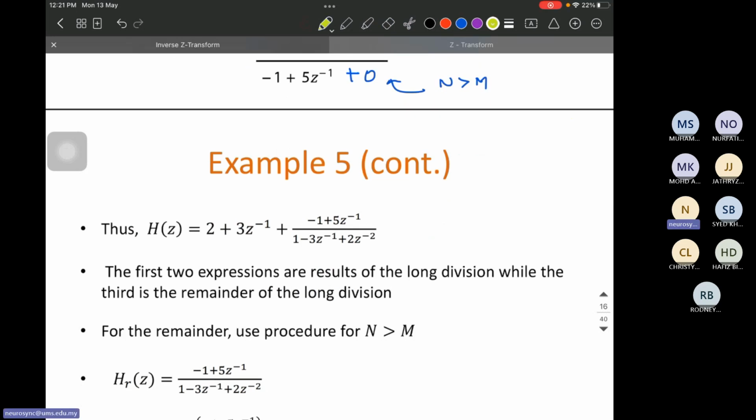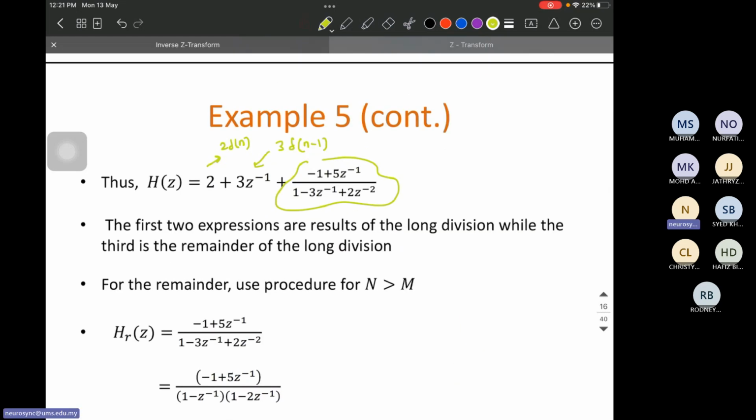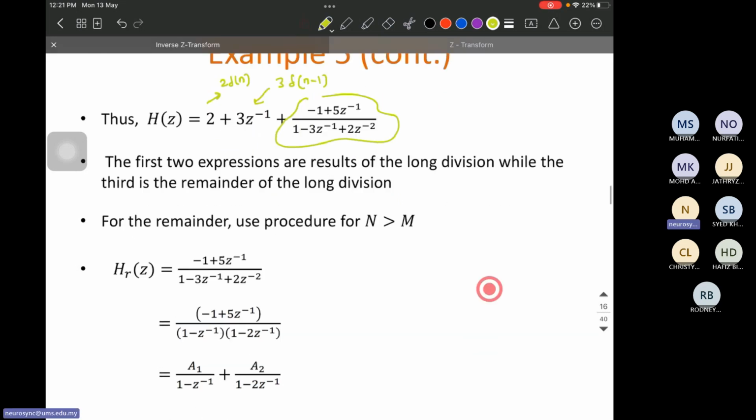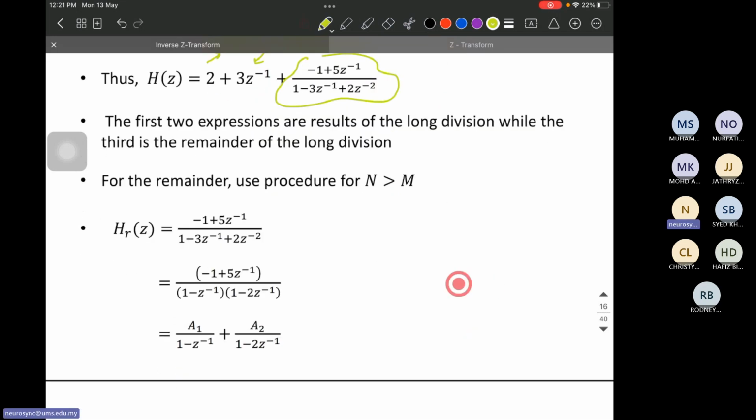Now if I apply the z inverse to this, I know the z inverse of 2 is 2 into delta of n. The z inverse of this is 3 into delta of n minus 1. With the standard formula, we can get this. Now for this polynomial, we need to do the partial fraction method. Partial fraction expansion we will need, so for that we will do the partial fraction expansion.